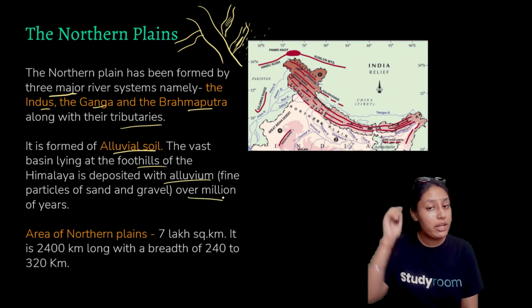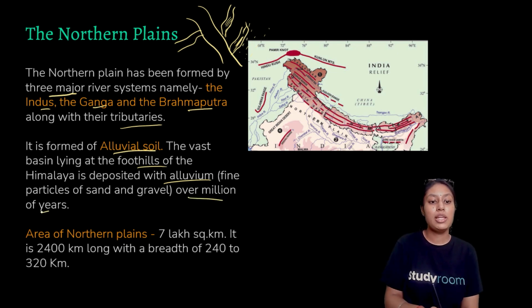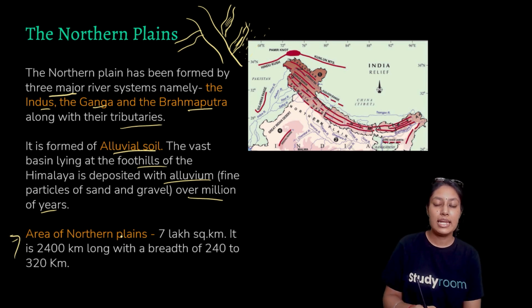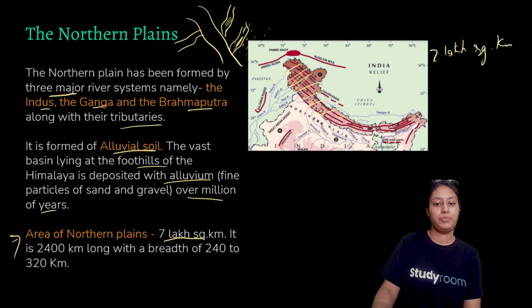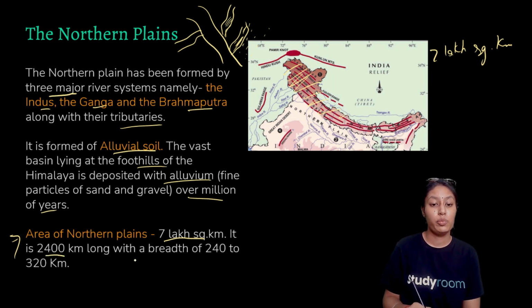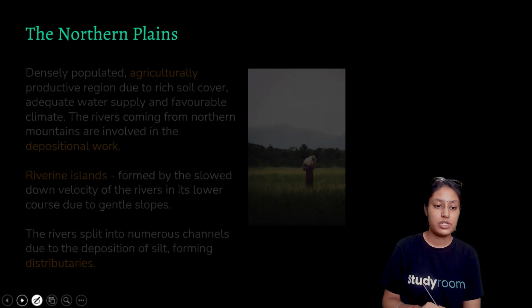Okay, and it has been lying for millions of years now. Next, we'll talk about physiographic features, its physical features, its area. The area of northern plains is 7 lakh square kilometer. The area that northern plains cover is 7 lakh square kilometer. Okay, and it is 2,400 kilometer long, and breadth is 240 to 320 kilometer. Okay, so this is about physical features.